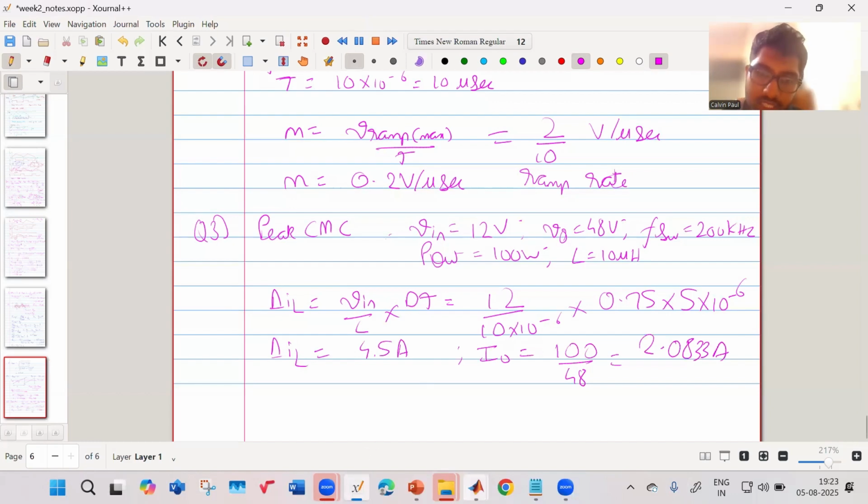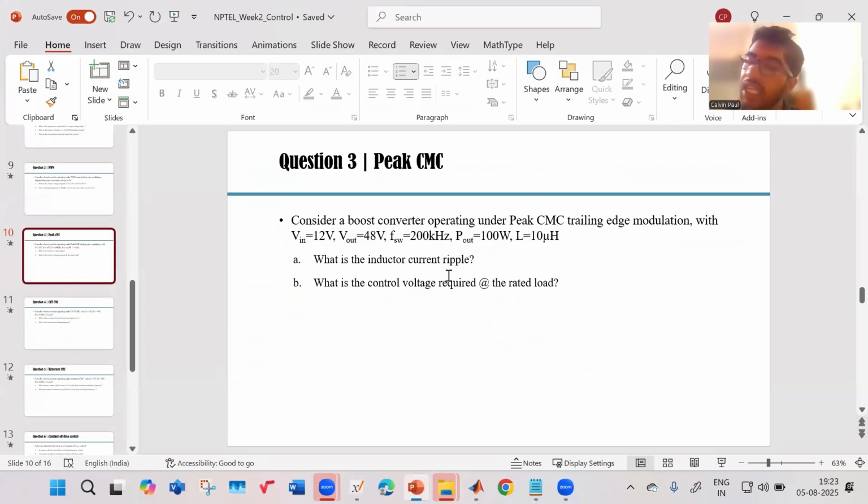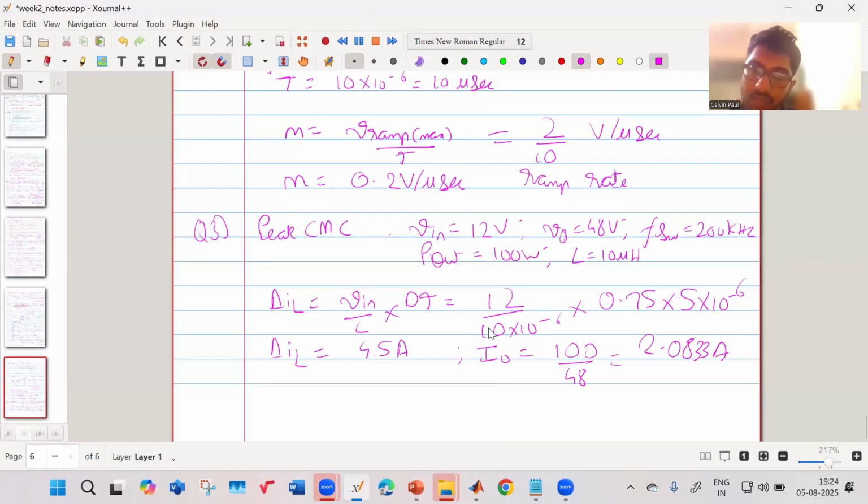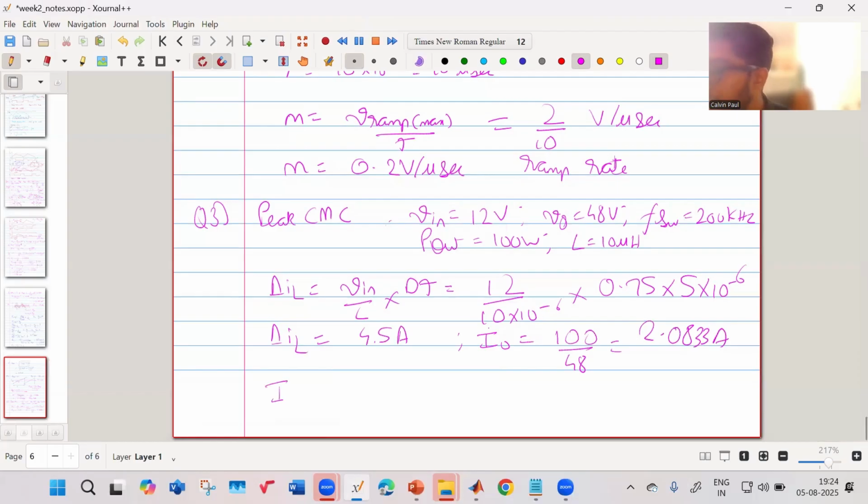Now in the question, it is asked, what is the control voltage required at the rated load? The rated load current is flowing. So as we previously calculated, our IL average is I naught upon 1 minus D. So that comes out to be 2.0833 upon 1 minus 0.75. We already calculated it, it is 8.333 ampere. This is fixed. This is a value.